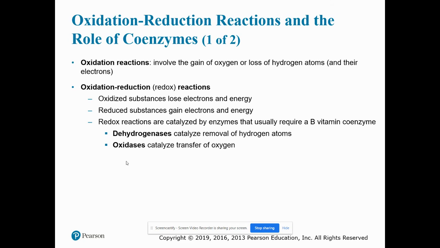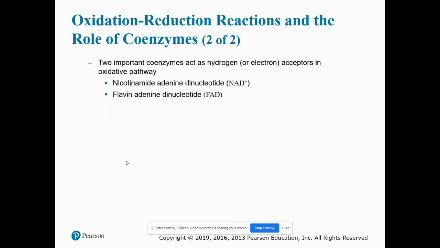We have dehydrogenases, which will catalyze removal of hydrogen ions, and oxidases, which will catalyze the transfer of oxygen. Two important coenzymes that act as hydrogen or electron acceptors in the oxidative pathway are nicotinamide adenine dinucleotide, or NAD. It's NAD plus. I would probably just refer to it as NAD, though I probably should say NAD plus. And flavin adenine dinucleotide, which is FAD.